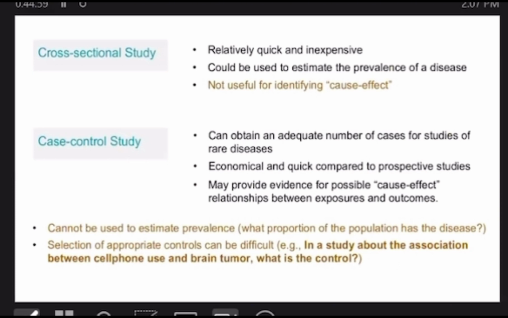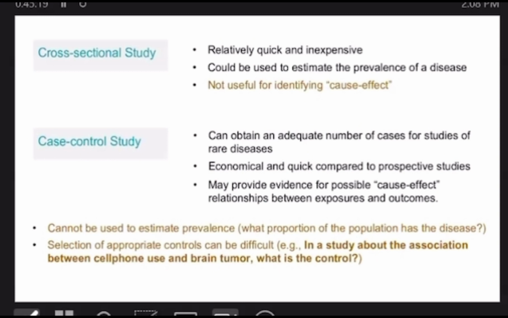So it cannot be used to estimate prevalence, what proportion of the population has the disease. I'm just trying to let you know the advantages and disadvantages of all of that. Then, selection of appropriate controls can be difficult.